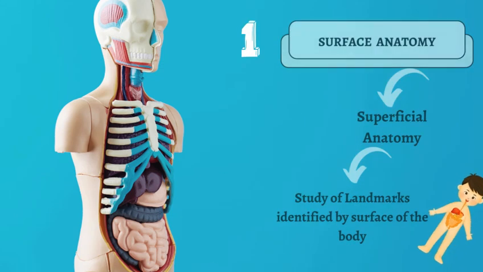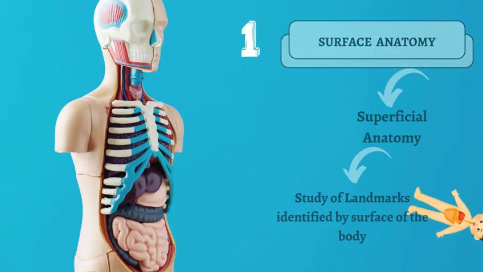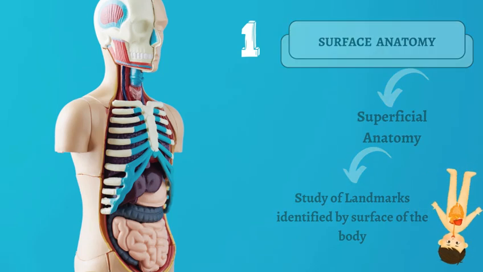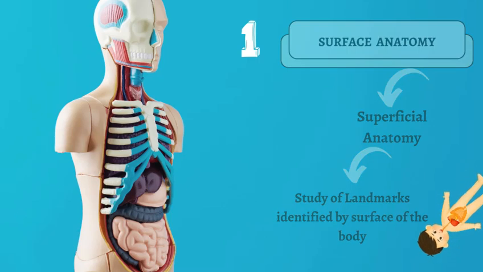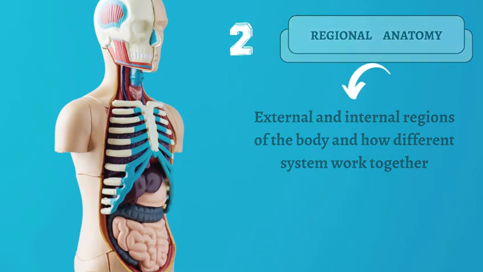Under gross anatomy, there are three subdivisions. One is surface anatomy, which is also called superficial anatomy. It mainly involves the study of external anatomical features without dissection. The second one is regional anatomy, which is mainly focused on specific external and internal regions of the body and how different systems work together in that region.